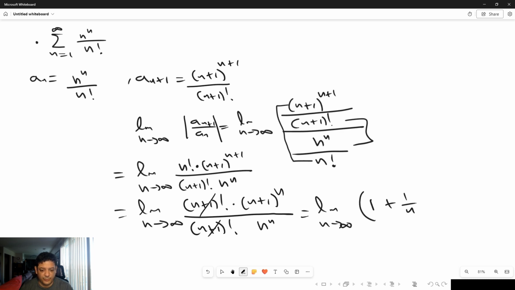And now we can fold this into simply having n plus 1 over n to the n, which can be written as n plus 1 over n power to the n, and that's going to be 1 plus 1 over n power to the n. In this limit, if you remember, this is going to be the number e. And because this is the number e and this is bigger than 1, then we know that this series diverges.